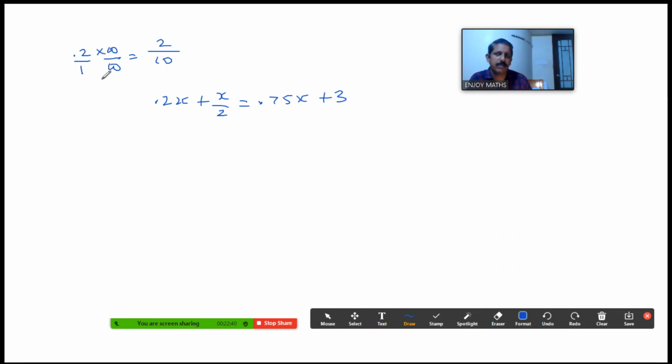So one decimal is there. Okay, so that becomes 2. So do you know how to multiply this? Earlier class I have taught you. Just be careful.